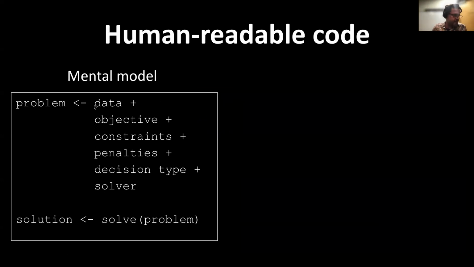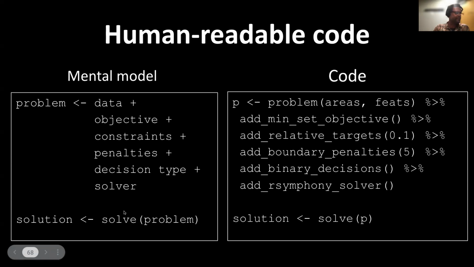And the idea is that, yeah, you start with, okay, you've got the data, and then just the mental model. So before we actually code, this is like pseudocode. So we're working with data, and then objective, and then we're adding constraints, maybe penalties, what kind of decision are we making, and then what kind of solving engine are we going to use, and then we go ahead and solve it. And so this is the actual code to do that.